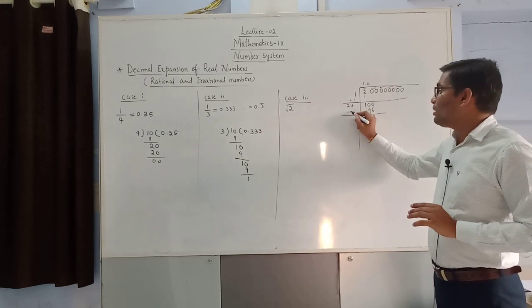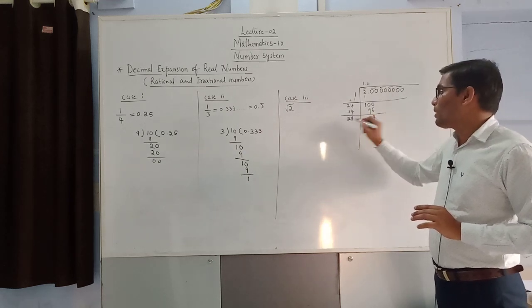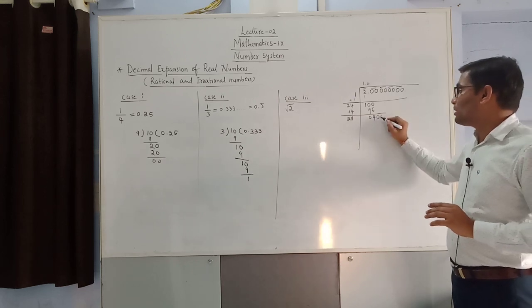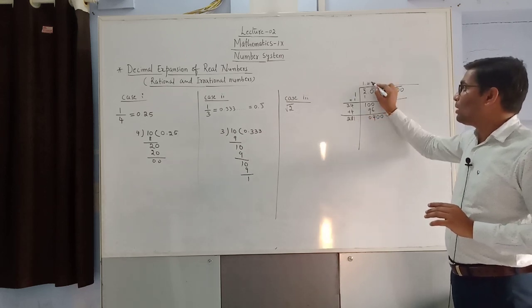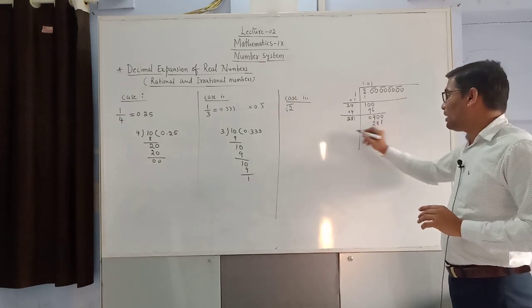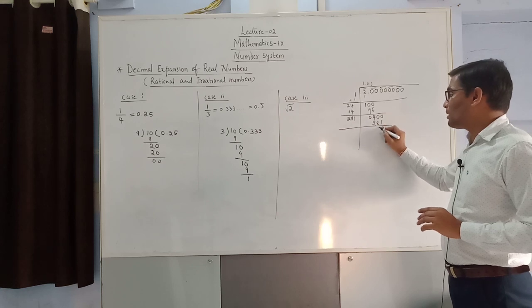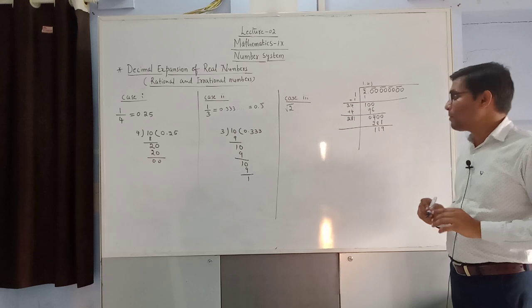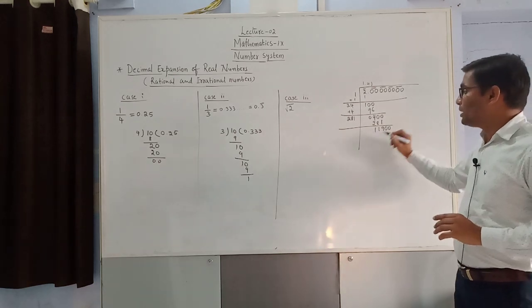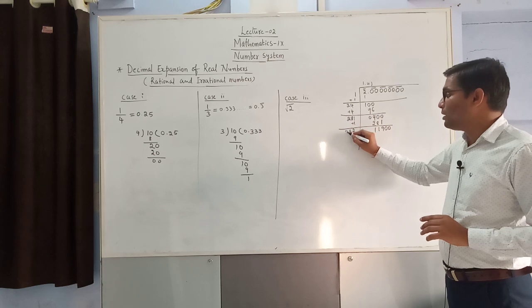Now add 4 to the first digit, then it will become 28. Now borrow the next 2 digits. Now take 1. 281 1s are 281. Subtract. 10 minus 1 is 9. 9 minus 8 is 1. 4 minus 1 is 3, 3 minus 1 is 2, 1. Now borrow the next 2 digits. Now add 1 to the first digit. 1 plus 1 is 2, 282.